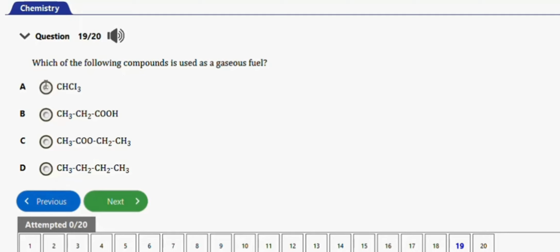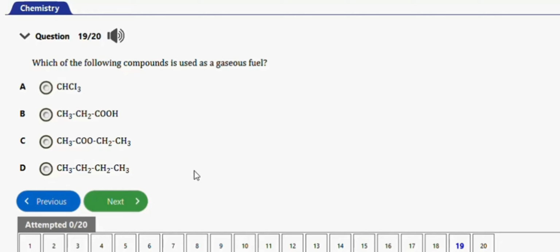Next question with this one, it says which of the following compounds is used as a gaseous fuel? So it can be this, it can be this. This is having a carboxylic acid group, no? So it can be this is having an alkanoid group. So the right answer will be option D. Alright, so that's for this question.